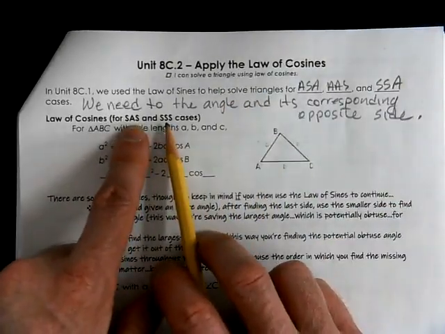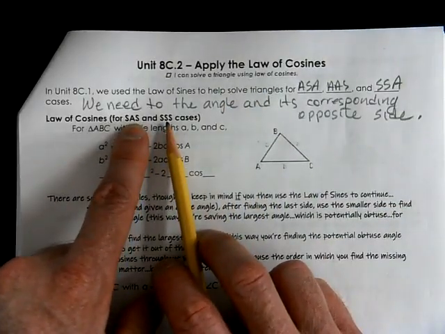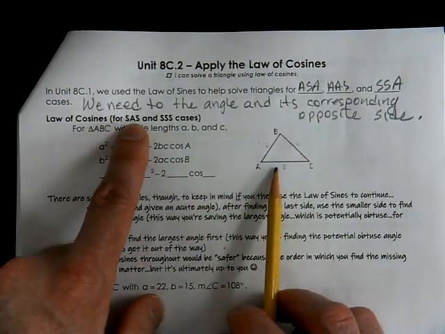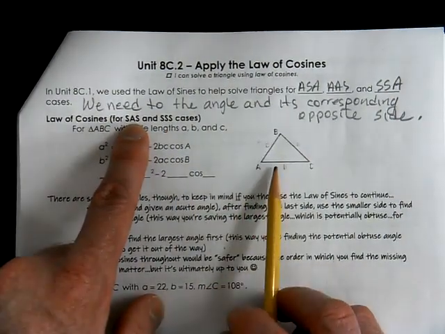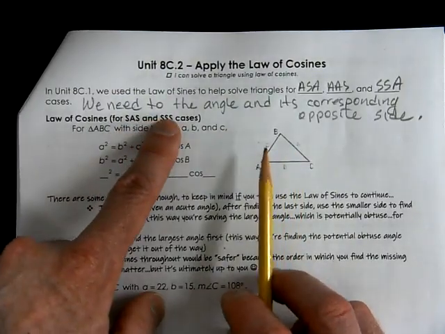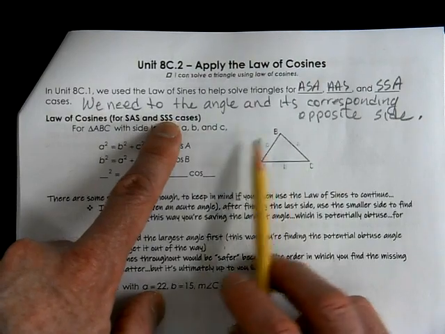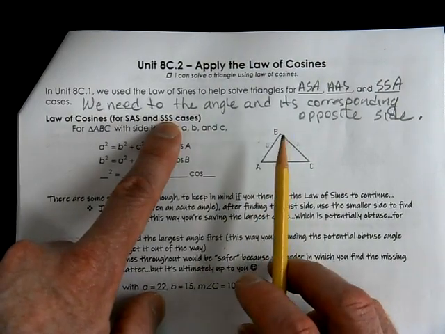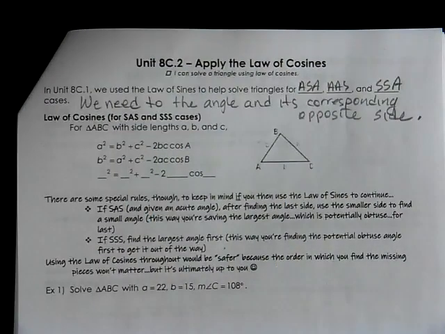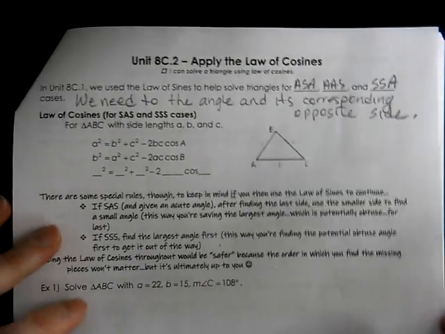These are the two cases where that doesn't happen. If you're given side, angle, side, you don't have the angle and its opposite side. If you're given side, side, side, you definitely don't have any angles. You don't have the angle and its corresponding opposite side. So we have to use a different method. And that's where this law of cosines comes into play.